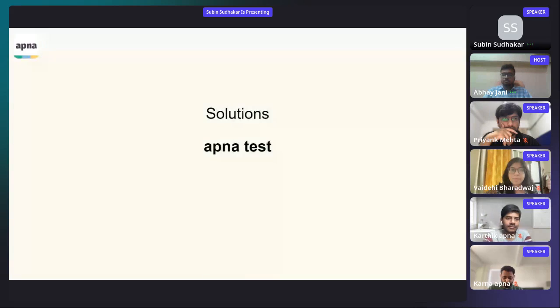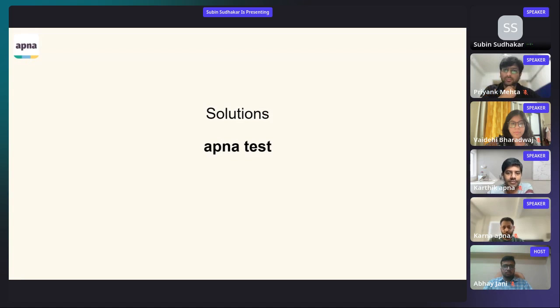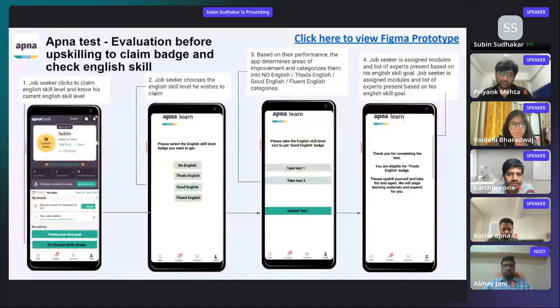Okay. So the solutions I have lined out: one is a solution to evaluate, right? The first thing the candidate needs to know is at which level he is. So for that, candidates can get a badge, right? They can get a No English, Thoda English, Good English, and a Fluent English badge. So to get the badge, he or she needs to go through an evaluation test.